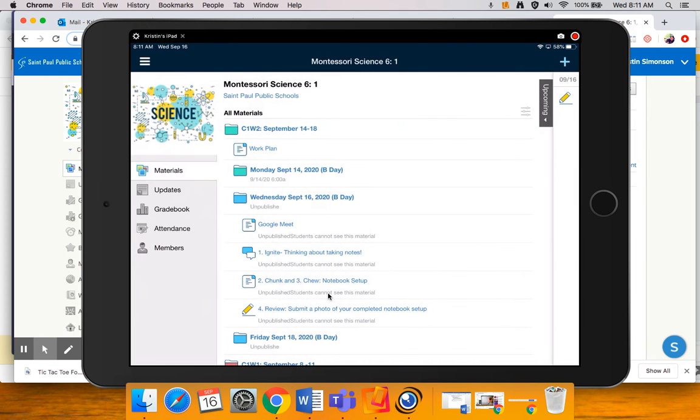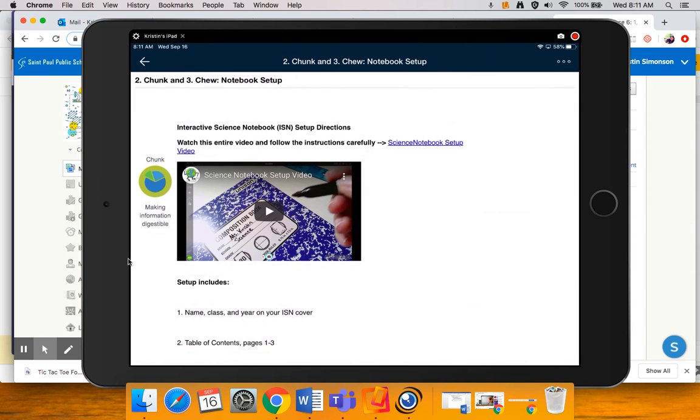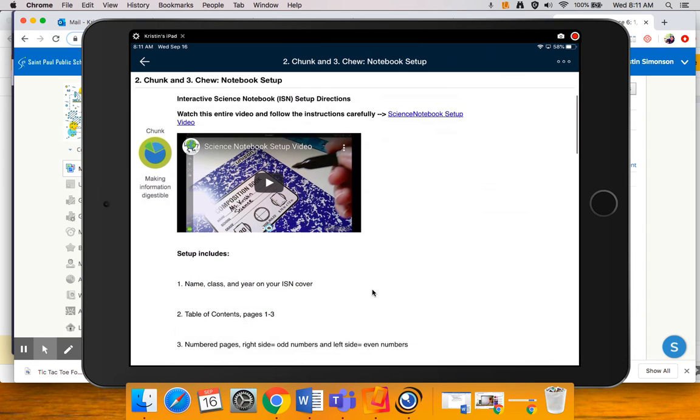Then number 2 and number 3, our chunk and our chew part of this lesson. This is going to take quite a bit of time, so make sure you set aside time today to work on this. Chunk, you're going to watch this video where I set up my science notebook. I set it up to include my name, so you'll put your name on the front, our class, physical science or science, and the year. All scientists put years on their journal. So 2020, 2021, and you'll see all that in the video.